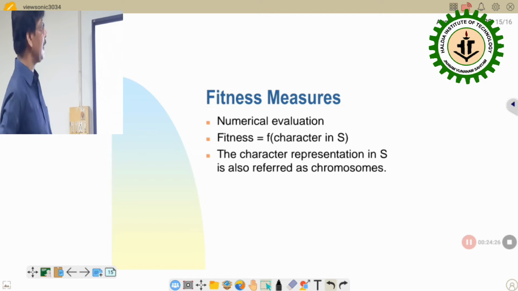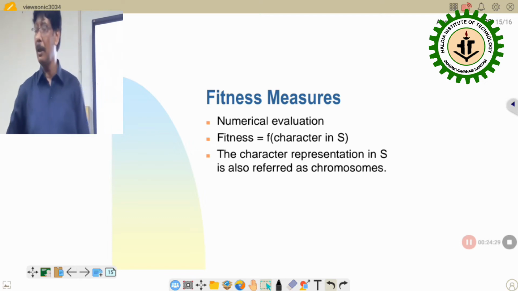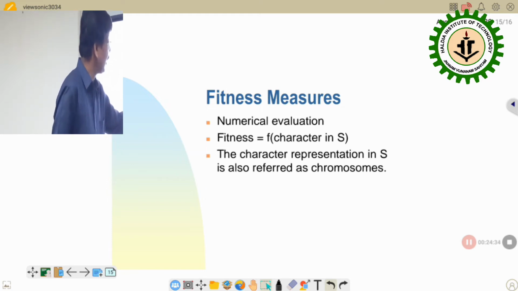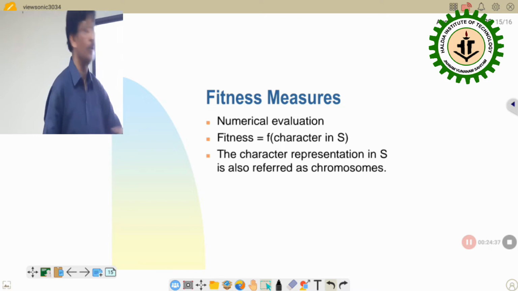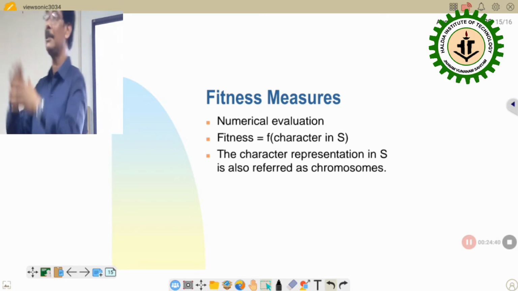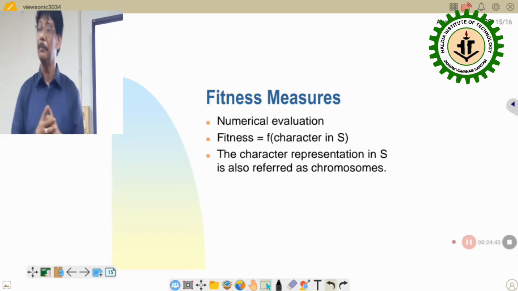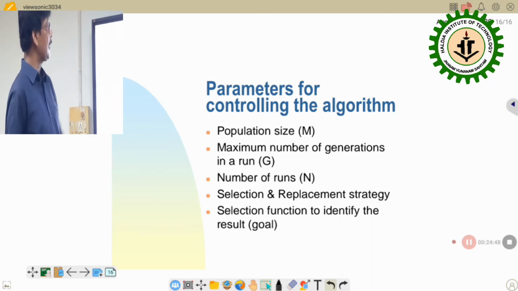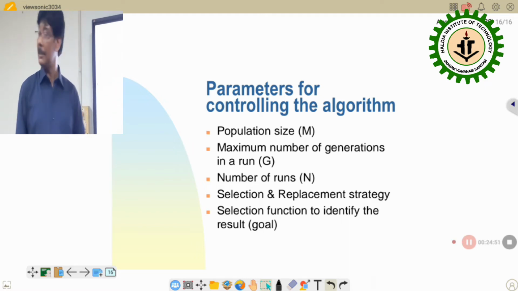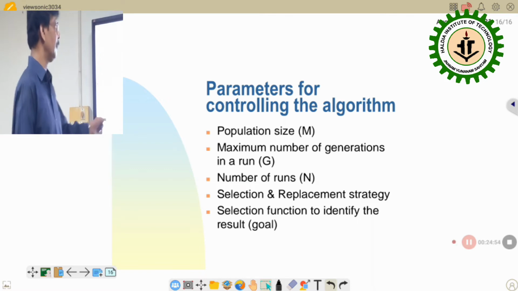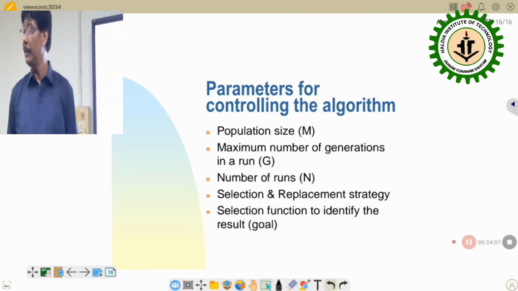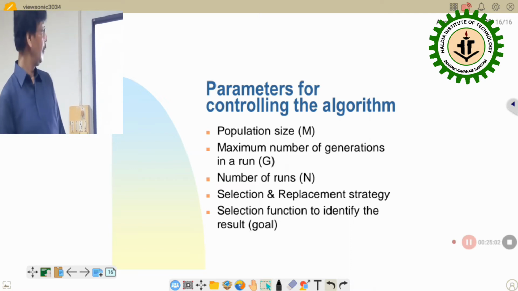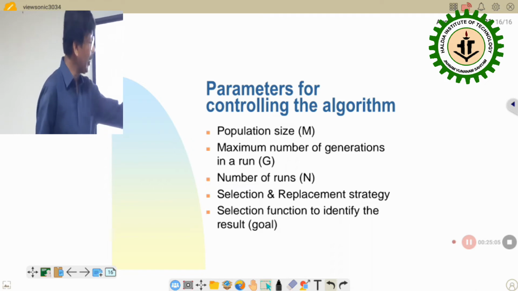Now the fitness measure. I told you fitness is equal to f, the function you want to optimize for this regard. And the string represented in S is also referred to as a chromosome. Each and every solution I am saying is a chromosome. Now, parameters for controlling the algorithm: population size, which you have to determine according to your problem. Maximum number of generations in a run G depends upon you, when you will terminate. It mainly depends upon your level of precision. Number of runs. Selection and replacement strategy.